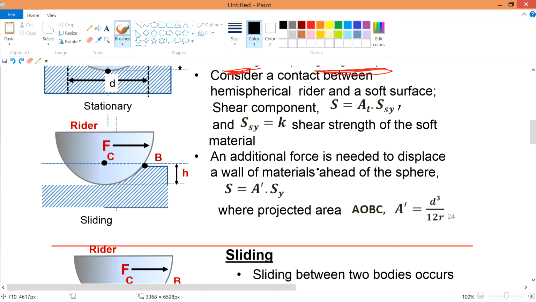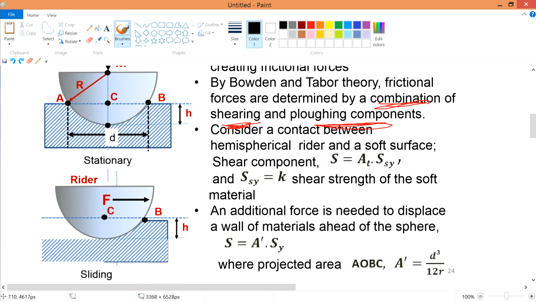But nonetheless, coming back here, you don't need to care much. You just need to know that this is the thing. In fact, you don't need to know anything, because I don't think he will come out with this in the exam, but it is good for you to know. So nonetheless, this is the shear forces. And there is an additional force needed to displace a wall of material ahead of the sphere.